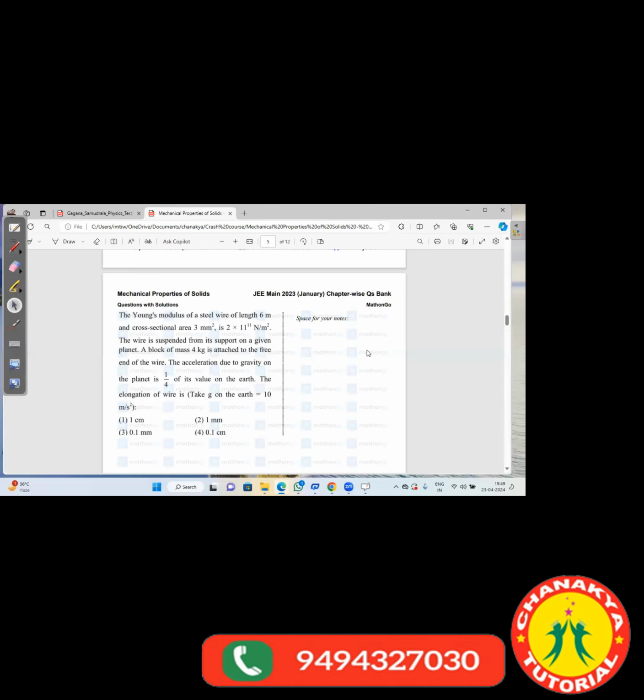We have done SHM. We have done properties of solid. So from tomorrow, we can start with properties of fluids.